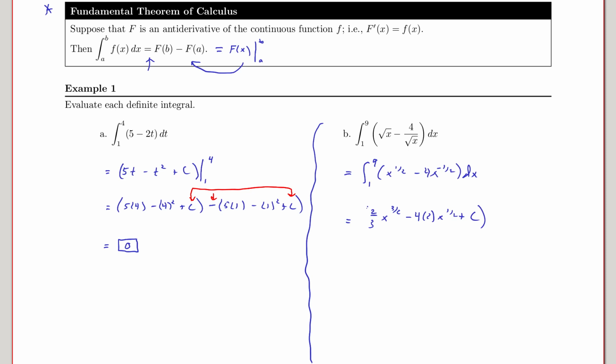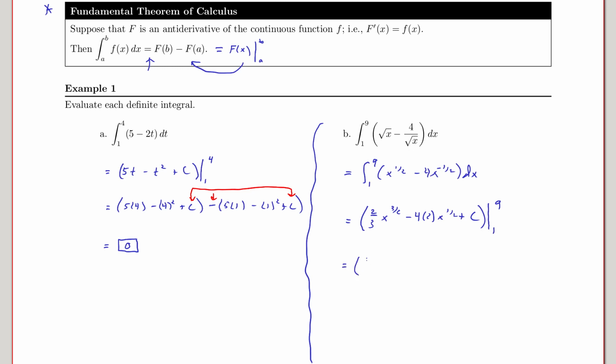I'm going to put the c in one more time, just so you're sure that it does go away here. And then we evaluate this from 1 to 9. So after you've taken the general antiderivative, the integral symbol switches to this evaluation bar. Okay, now we just plug things in.